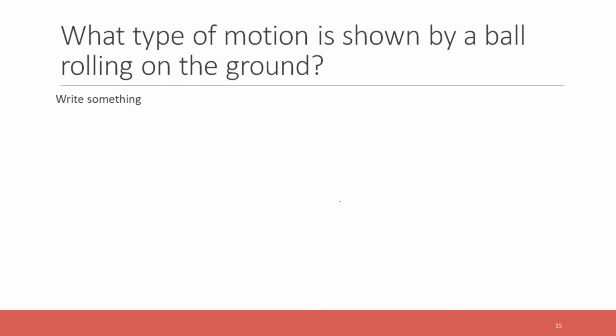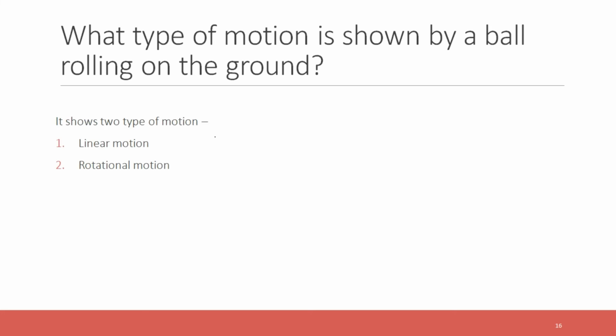So there is a question for you all. What type of motion is shown by a ball rolling on the ground? Someone is playing cricket and has made a shot and the ball is rolling along the ground. So what type of motion is shown by the ball? You have to write the answer in the chat box. I am giving you 1 minute to answer the question, or you can pause the video to answer. So let us see what the answer is.